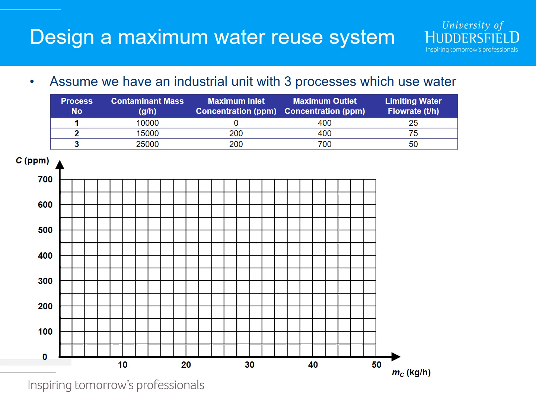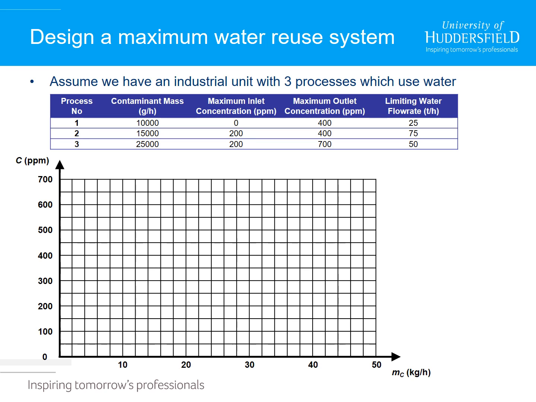Moving now to our problem. Let's assume that we have an industrial unit with three processes which use water with the following specification. Process 1 can only use fresh water, with the maximum allowed inlet concentration set to 0, whereas the maximum outlet concentration will be 400 ppm, when the water flow rate has the minimum value of 25 tons per hour.